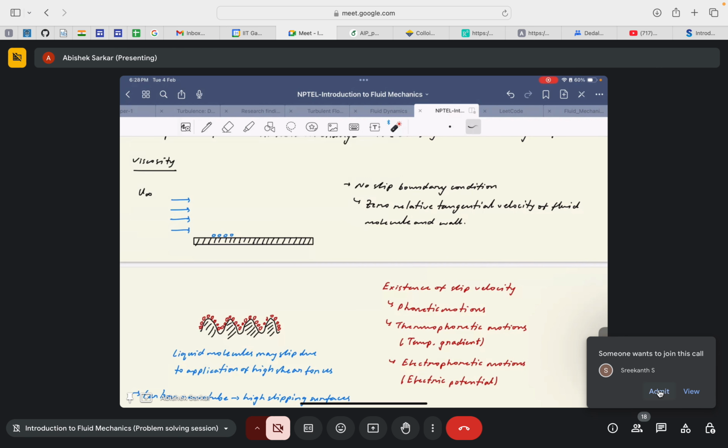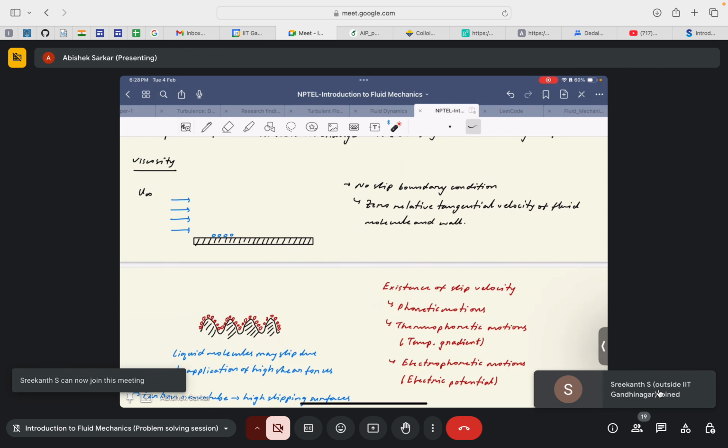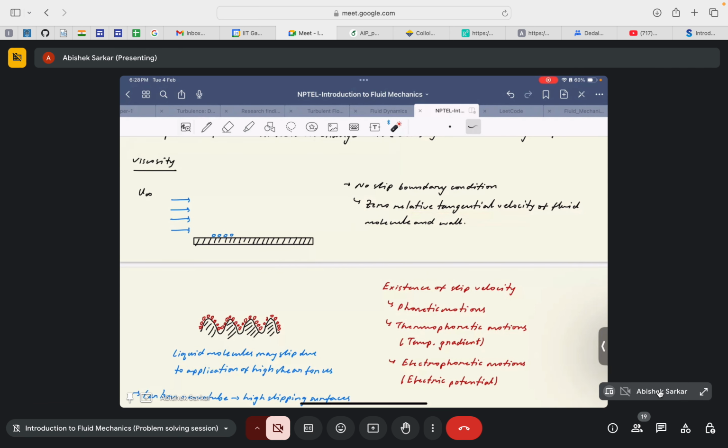Basically, there will be no relative tangential velocity between the fluid molecules and the wall. So the thing is, no relative tangential velocity. The tangential velocity basically means the velocity along the direction of this wall. So we do not know anything about the velocity that is normal to this wall. Again, there are separate boundary conditions to define that.